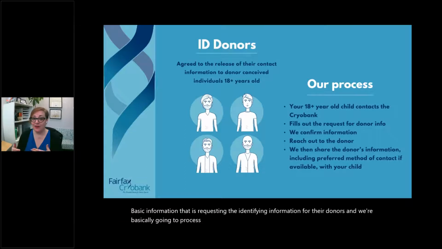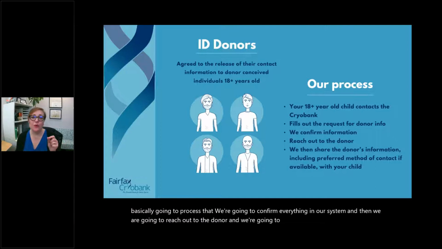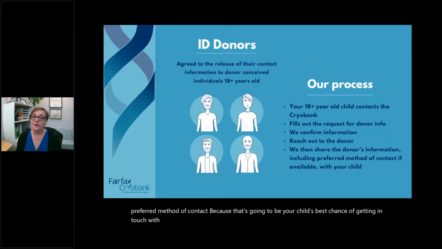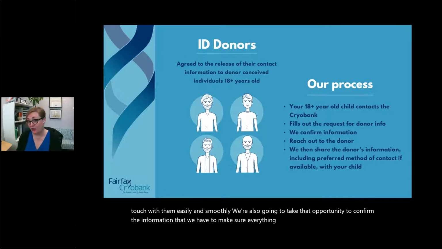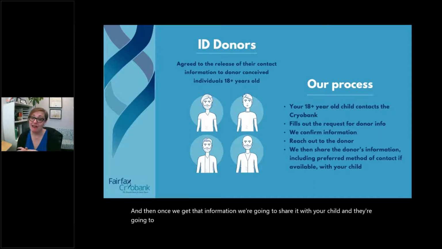We're going to confirm everything in our system. And then we are going to reach out to the donor and ask them specifically, do you have a preferred method of contact? Because that's going to be your child's best chance of getting in touch with them easily and smoothly. We're also going to take that opportunity to confirm the information that we have to make sure everything we're getting to your child is accurate. And then once we get that information, we're going to share it with your child and they're going to have the opportunity to reach out and contact their donor if they want to.